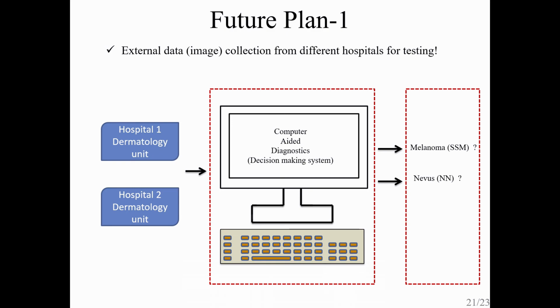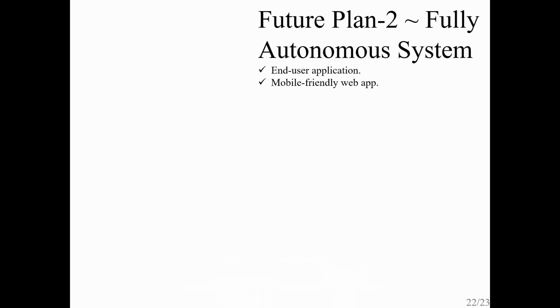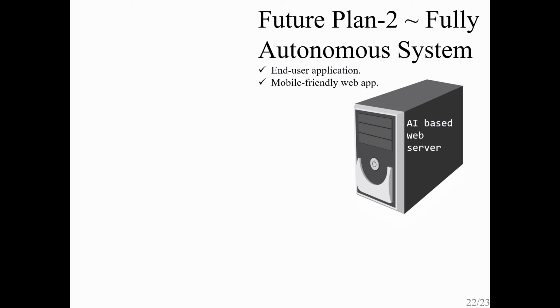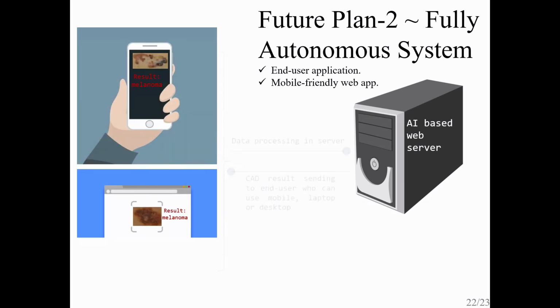We have two different future plans. One of them is to extract image collection from different hospitals for testing in terms of providing generalization of our training model. And we have a second future plan in terms of creating fully autonomous systems. In this case, we will want to develop an end-user application called mobile-friendly web application, AI-based, of course.